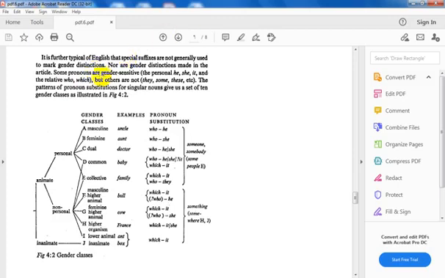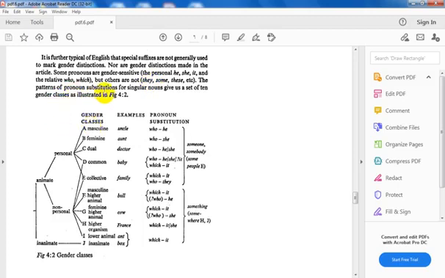Some pronouns are gender sensitive, meaning he, she, it. He for male, she for female, it for inanimate. Again, I have the relative pronouns who and which: who for animates, which for inanimates. But others are not, like they, which is used with a group of males, a group of females, males and females together, animates and inanimates together. The same thing with some of these.